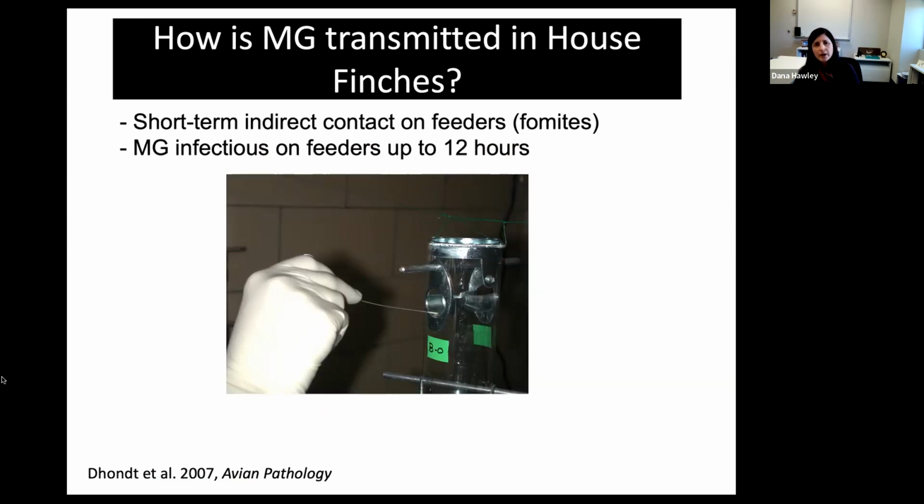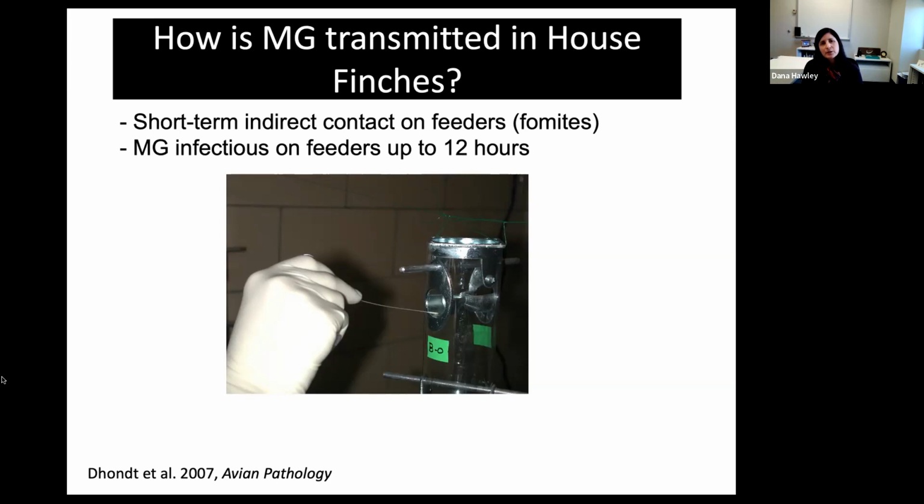So the majority of transmission in this system is happening through what we call short-term indirect contact, where, for example, an infected bird might be feeding on a bird feeder or another sort of fomite or environmental surface. They're likely depositing some MG onto that feeder port while they're feeding. And we can swab feeders in the wild and detect varying levels of MG. So we know this happens.